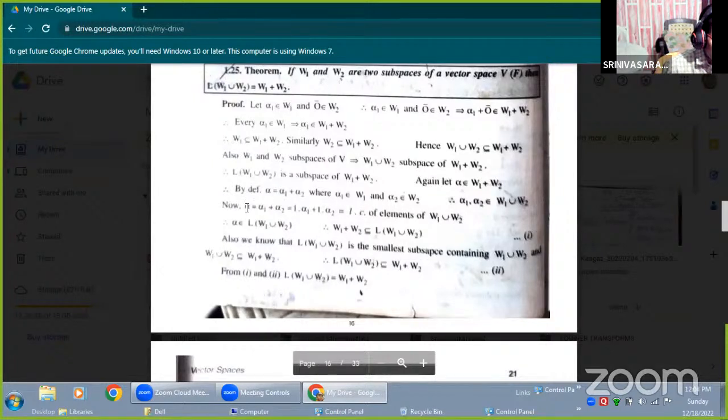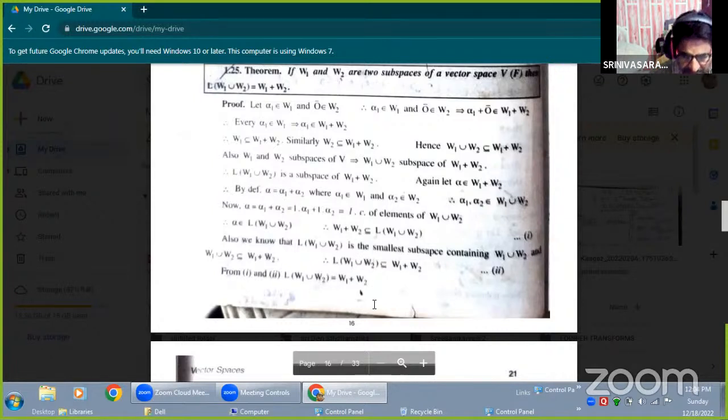So particularly alpha consists of the union of the subspaces, that is, the linear sum of the subspaces. We know that the smallest subspace containing the union of the subspaces must be contained in, or equal to, the sum of the subspaces. Finally, A is contained in or equal to B, and B is contained in or equal to A. Finally, A equals B.